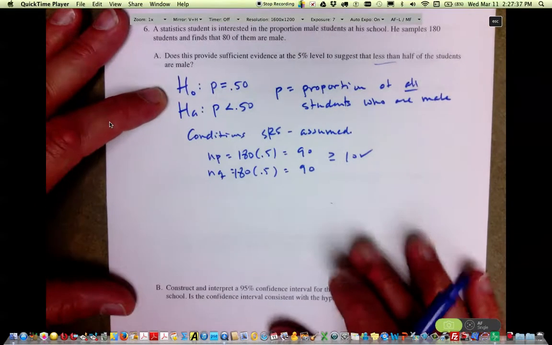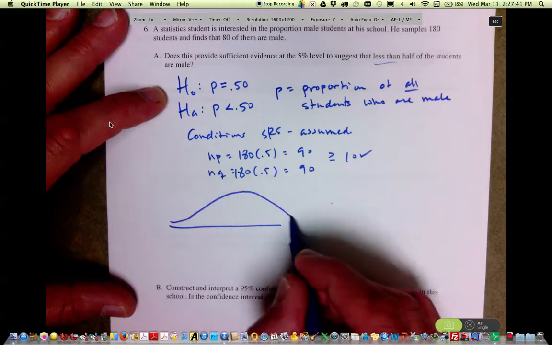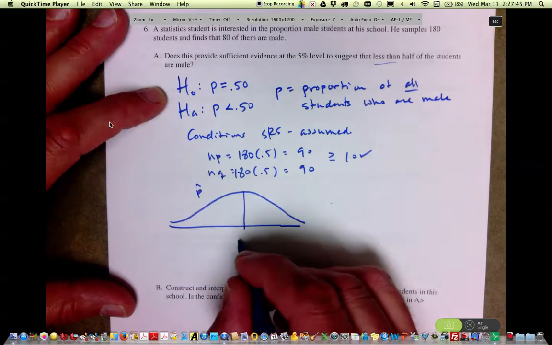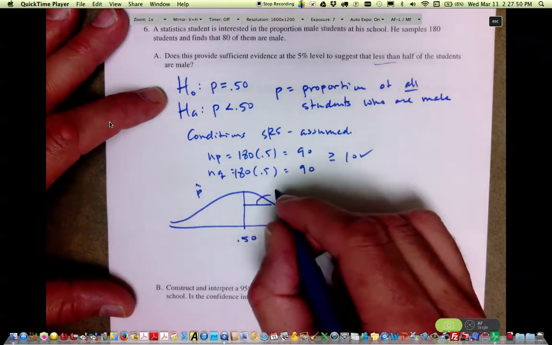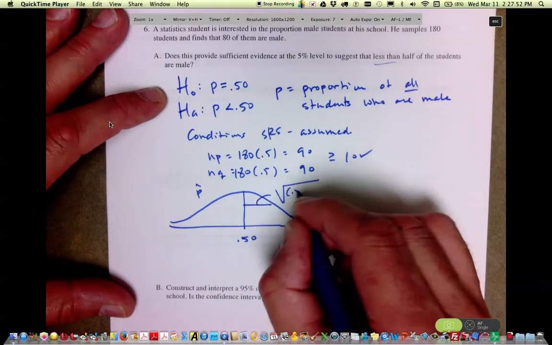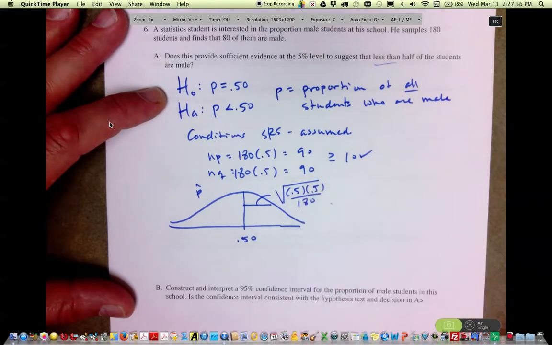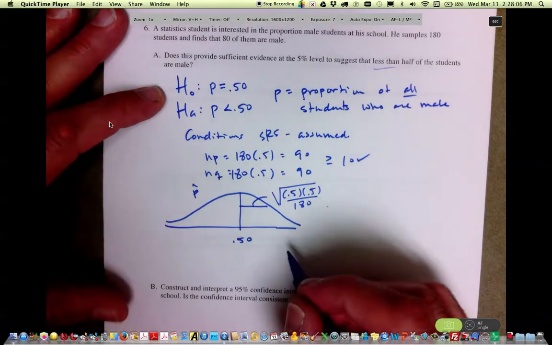The conditions guarantee that the sampling distribution of the sample proportion is approximately normal. We're assuming this is centered at 50%. The standard deviation is the square root of 0.5 times 0.5 divided by n, which is 0.5 times 0.5 divided by 180, and the square root of that is 0.037.